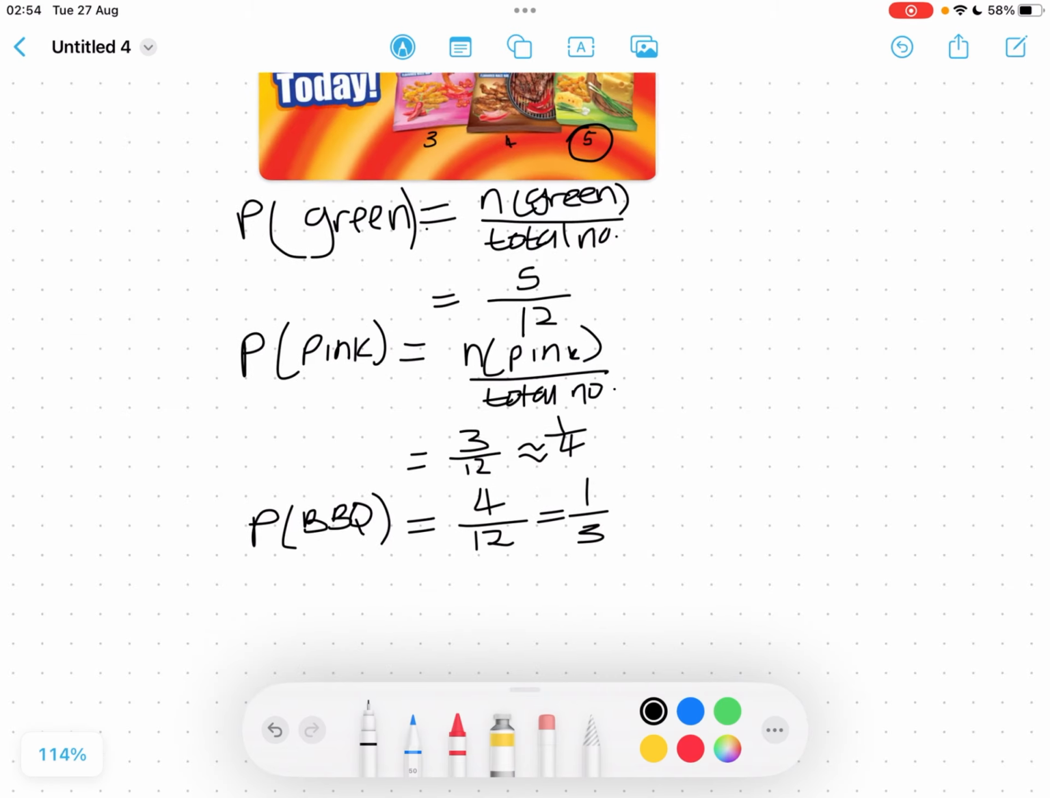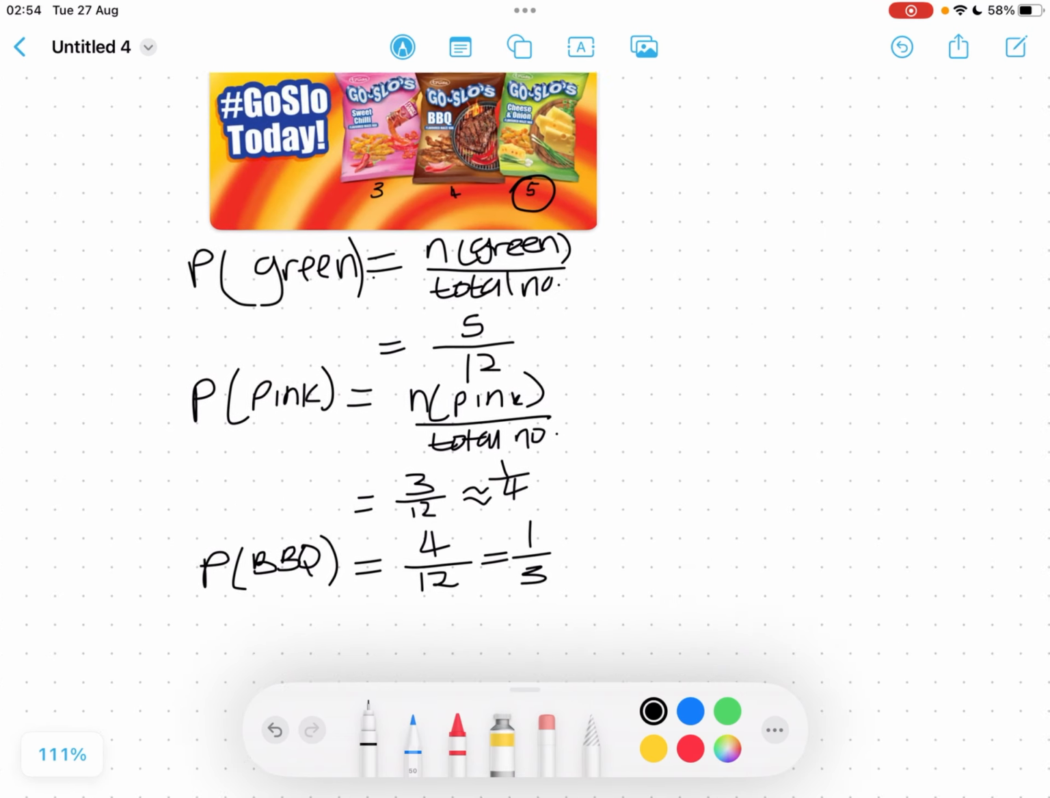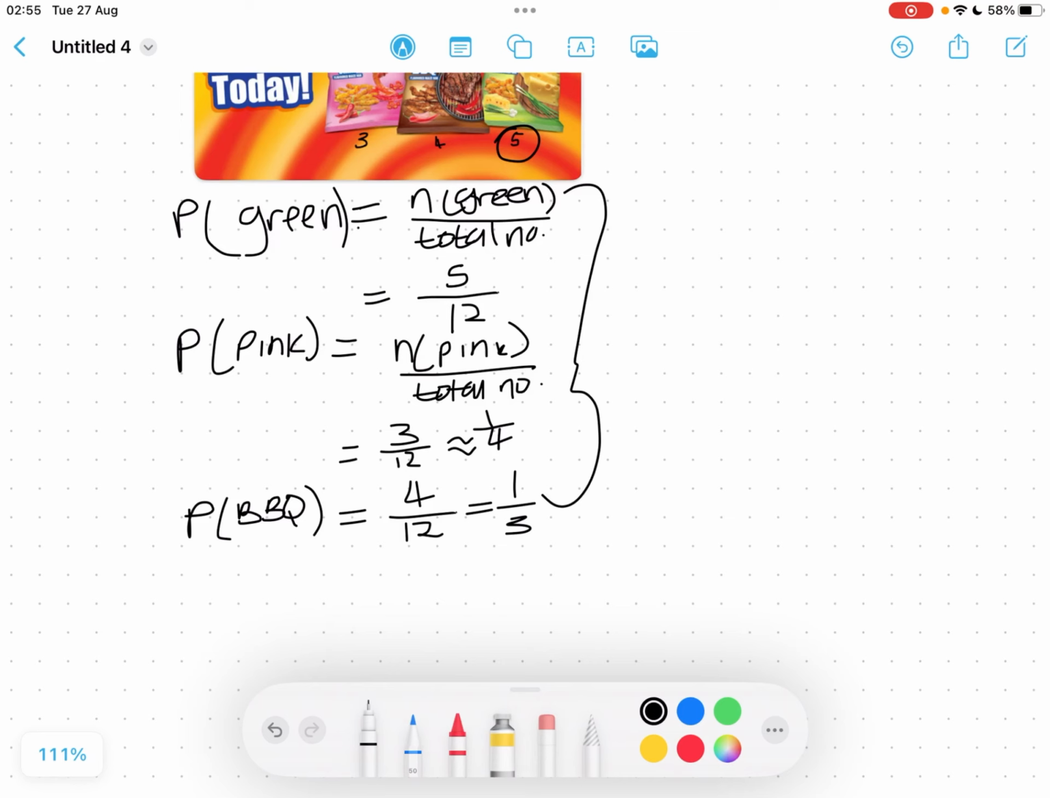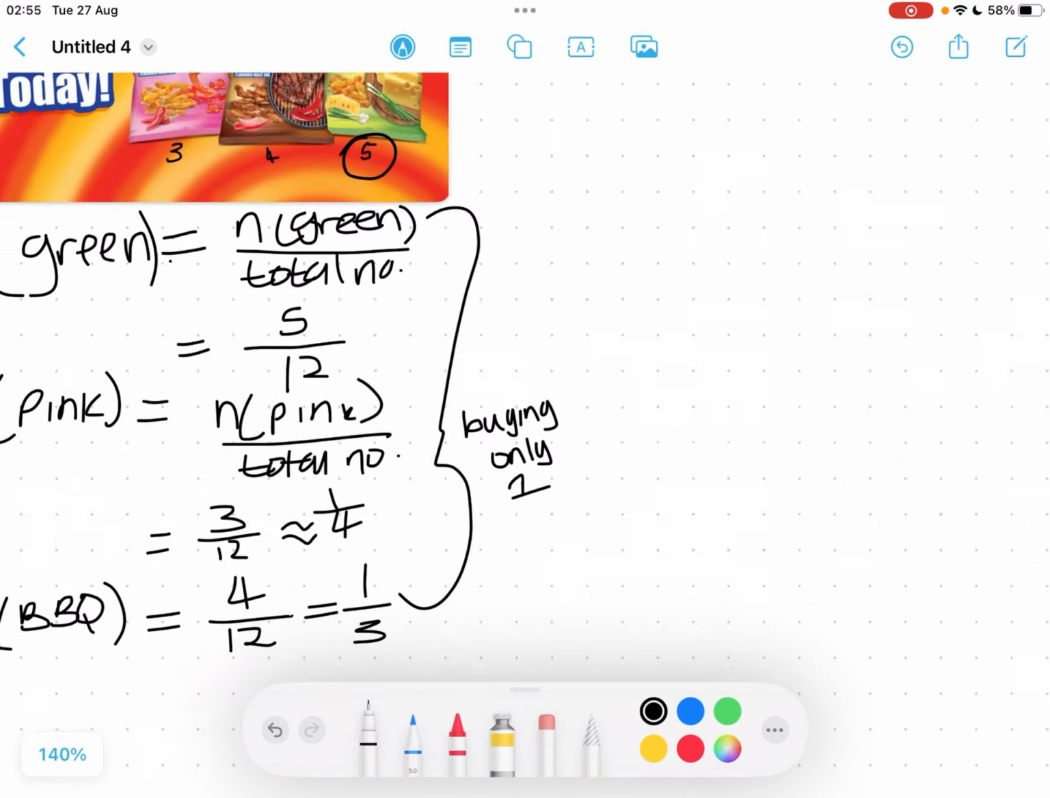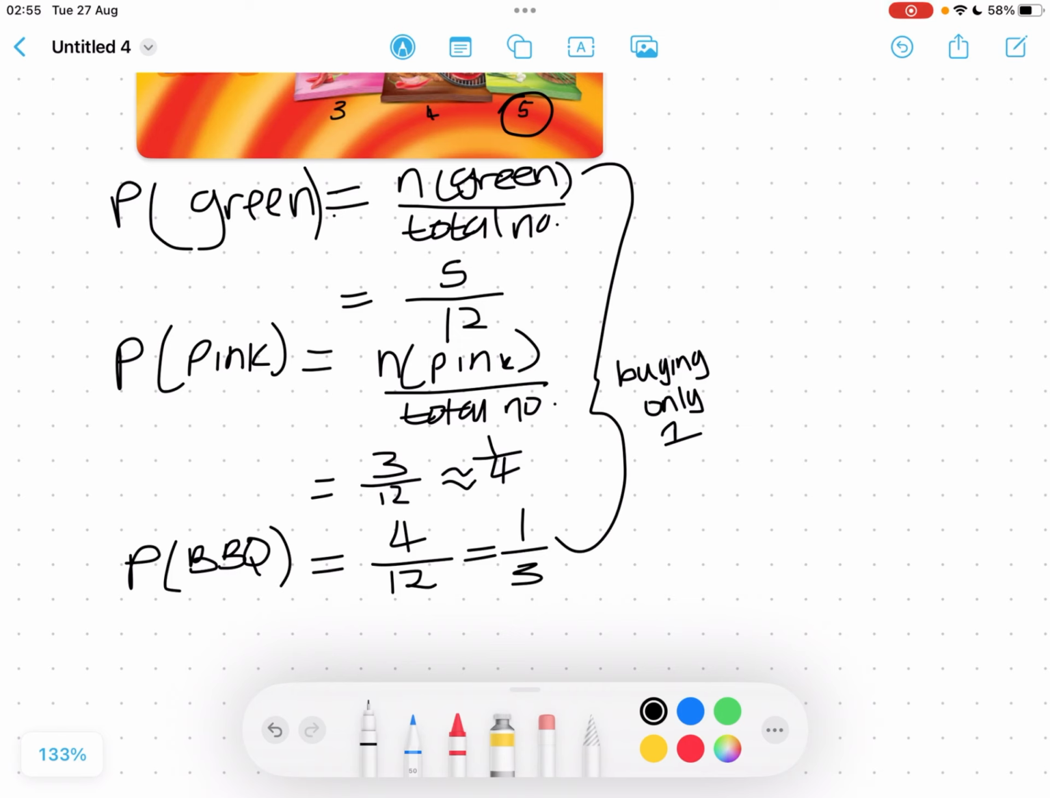So I hope you guys understand the basic principle of calculating probabilities. This is for the scenario where you are buying only one. Every time you're buying one, this person is going to take out 1 packet. Let's say this person says Go Slows are 5 rand, and you say yeah, I have 5 rand, just give me 1. So this person is just going to pull out 1 packet of snacks, and it could be green, it could be pink, or it could be brown.